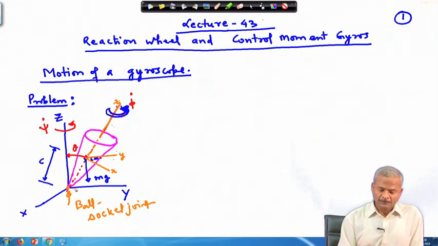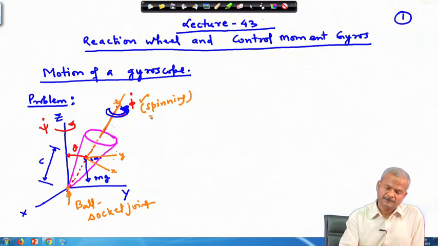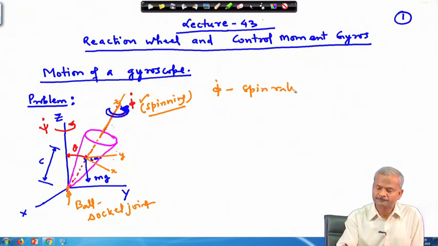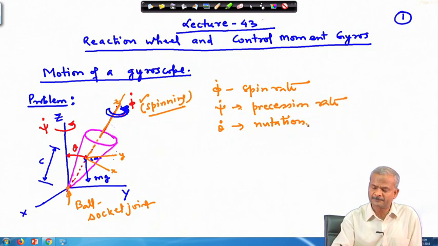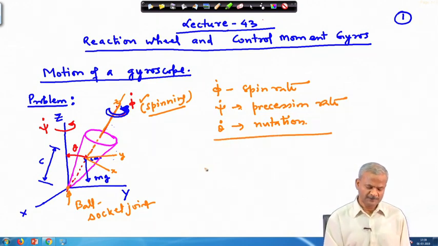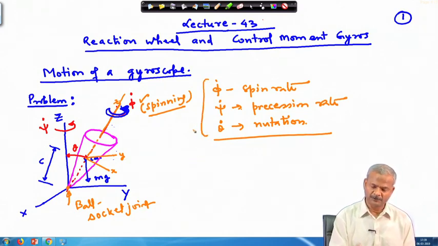Okay. Now, this cone is rotating on its axis. Basically, this is the spin here. This phi dot is the spin rate, and psi dot is the precession rate, and theta dot we will call the nutation rate. Already we have discussed this in rigid body dynamics. So, we will do this problem. This will expose you to how a rigid body dynamics problem can be solved.